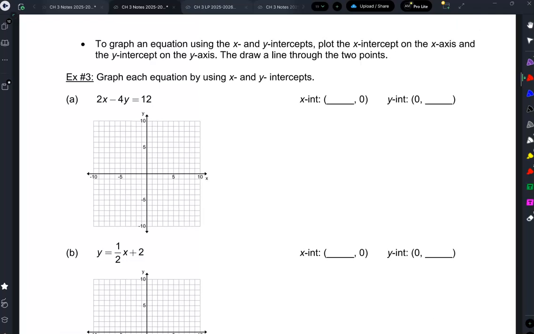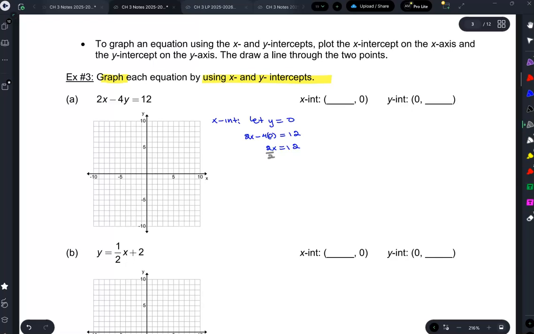Okay? All right, we can use the x-intercept and the y-intercept to graph an equation. So why don't we do that here? We're going to graph by using the intercepts. So first we have to find intercepts. Okay, x-intercept. Let y equals 0. 2x minus 4 times 0 equals 12. 2x equals 12. Divide by 2, divide by 2. X is 6. So the x-intercept is 6, 0.